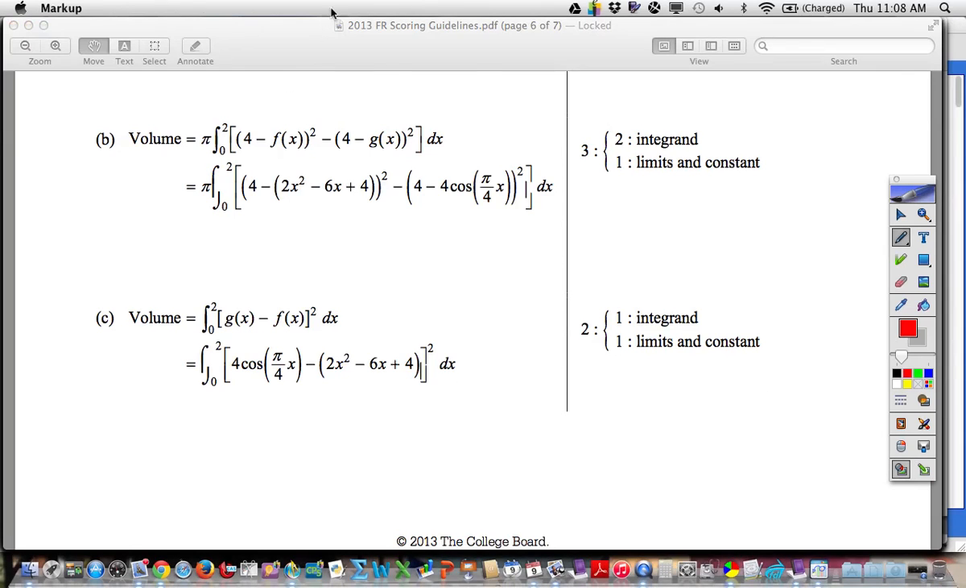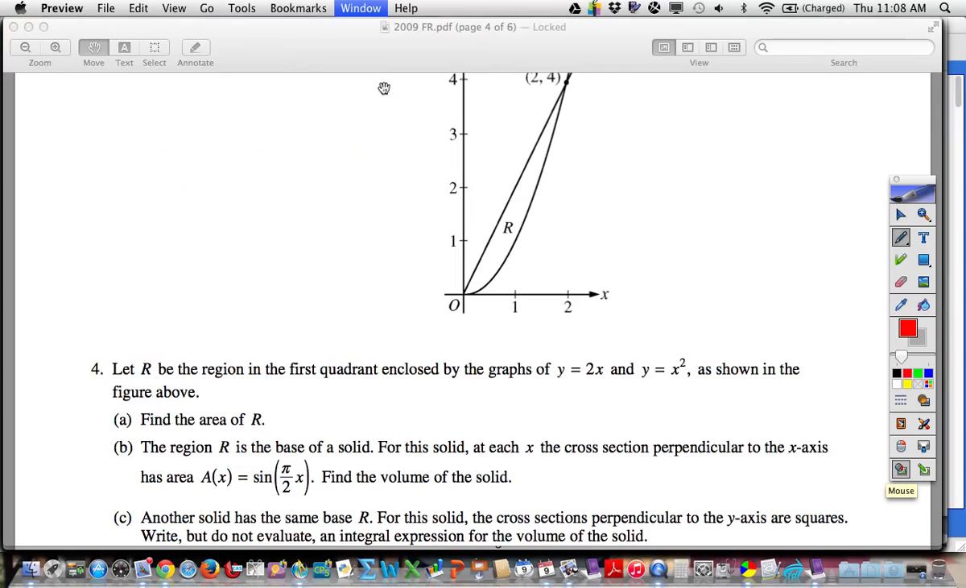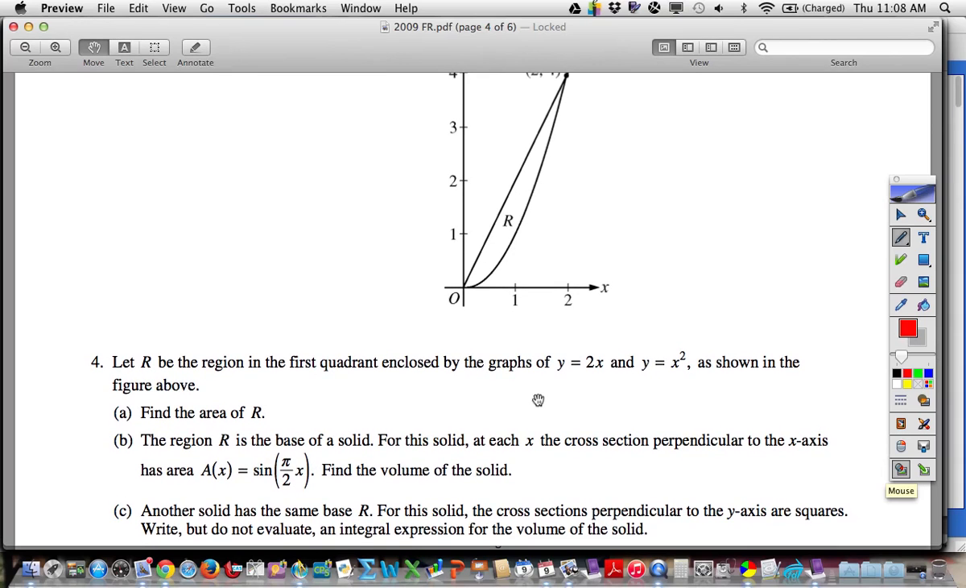All right. And let me show you one more. This is a quick one. You don't have this packet. This is from 2009, but I always thought this was an interesting question. They were really trying to see if people understood what was happening here.